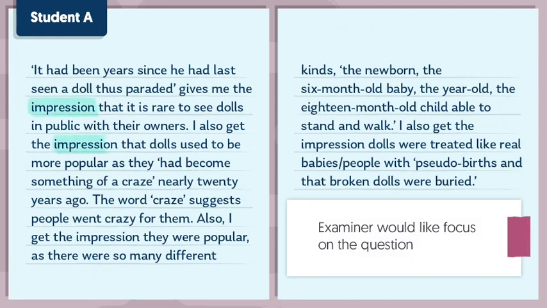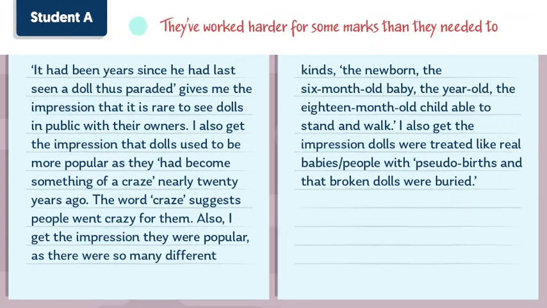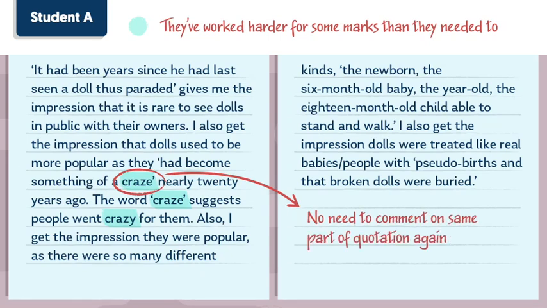Student A continually uses the word impression, 4 times to be exact. But unfortunately for this student, they've worked harder for some of the marks than they needed to. For example, here they try to zoom in on a word, craze, but simply repeat in slightly different words, crazy. They've already commented on the word craze when they discussed the popularity of the dolls, so there's no need to comment on the same part of the quotation again.